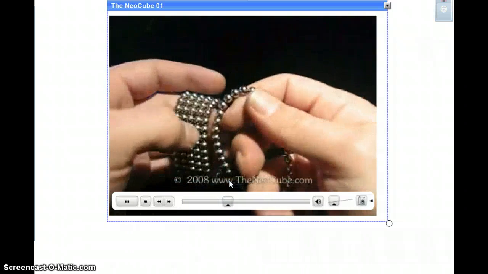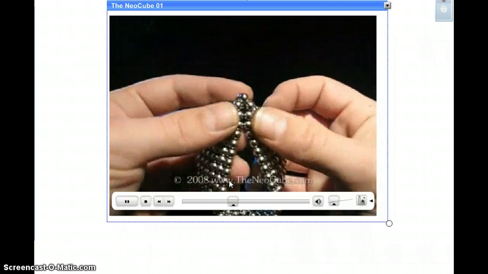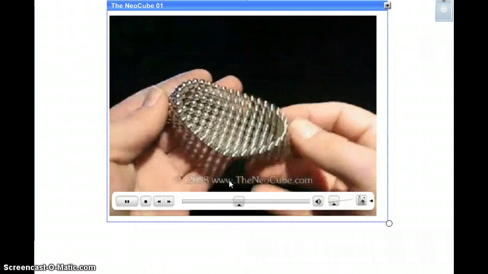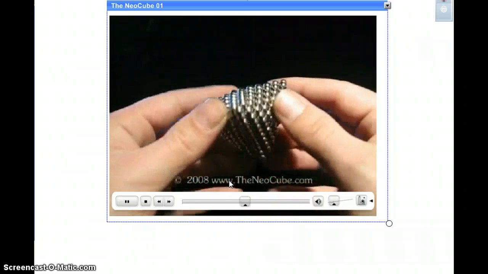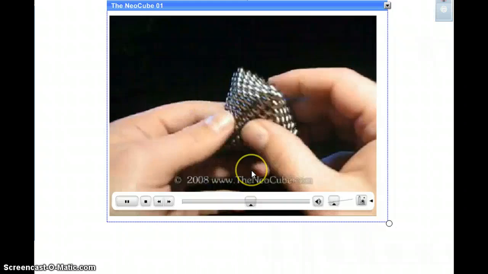Kind of cool, kind of neat. I remember these being popular, but you get the idea. Matter changes shape, but the amount still remains the same.